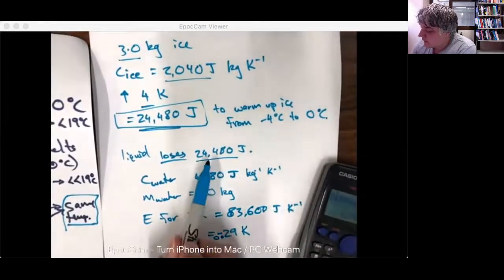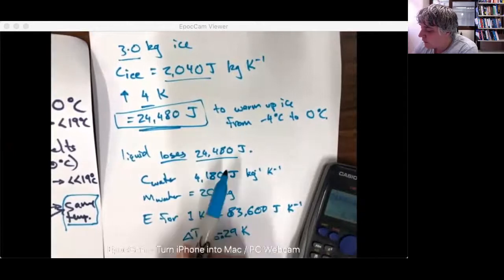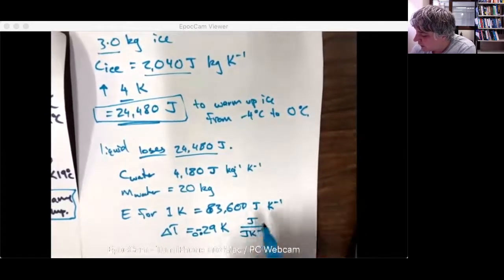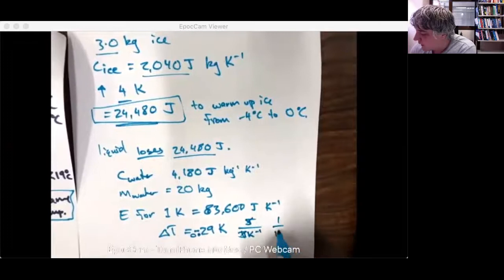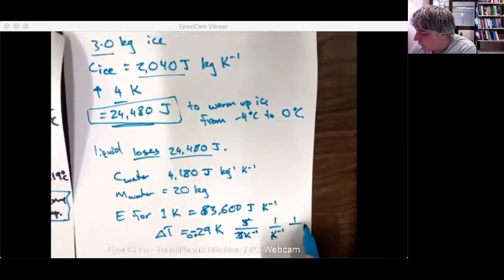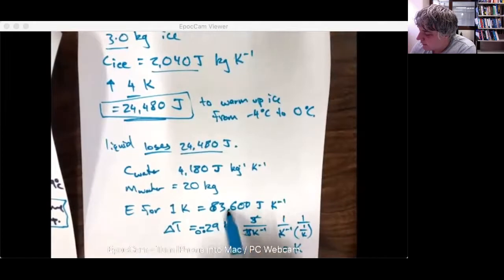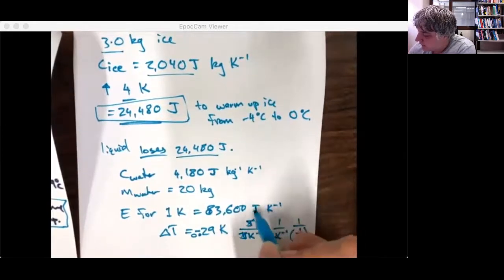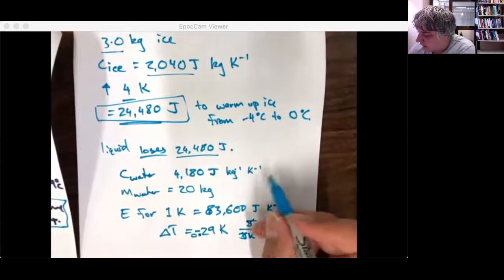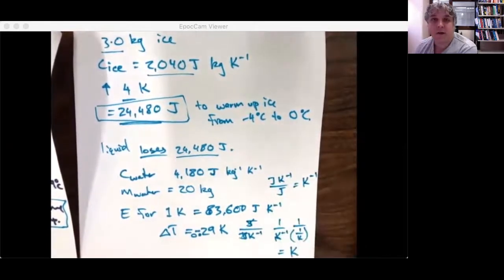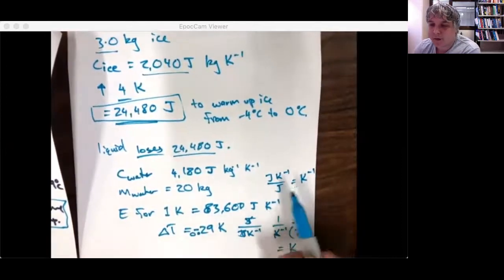Why did I know to take this energy and divide it by this one? Look at the units. We've got joules, and we divide by joules times Kelvin to the negative 1. The joules cancel. We're left with 1 over Kelvin to the negative 1, but that is just equal to Kelvin. Whereas if we did it the other way around, if we took 83,600 and divided by 24,480, we'd end up with joules per Kelvin divided by joules, which is Kelvin to the negative 1. And that's not a temperature change. So that wouldn't give us the right result.